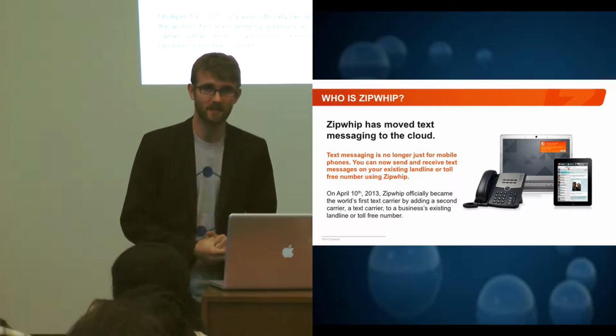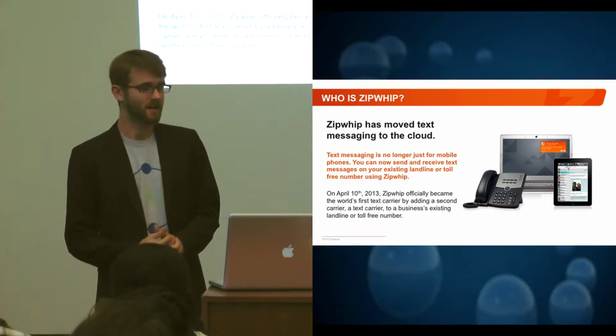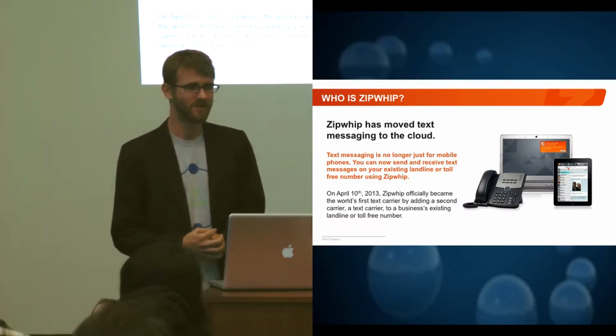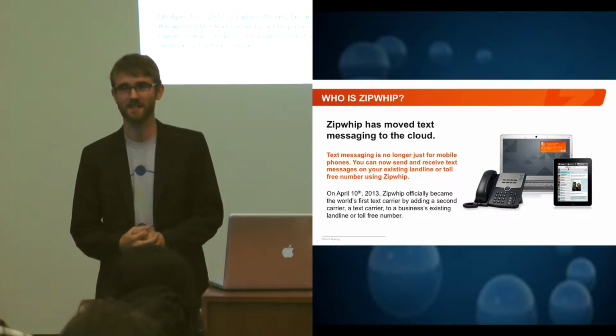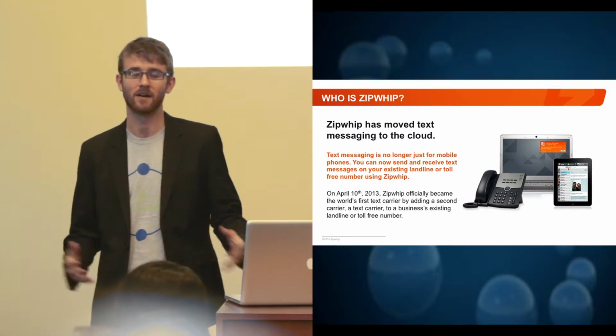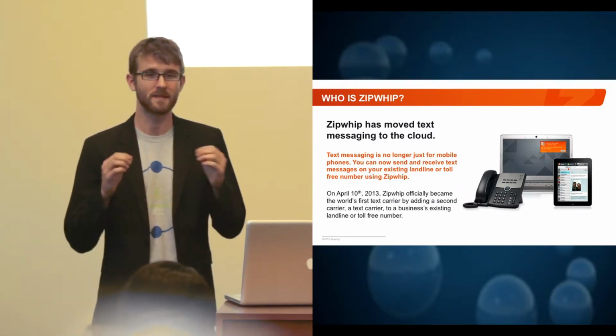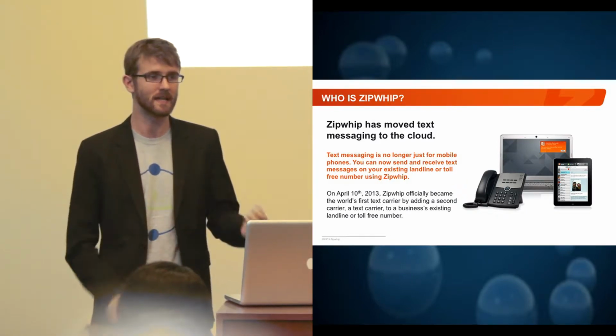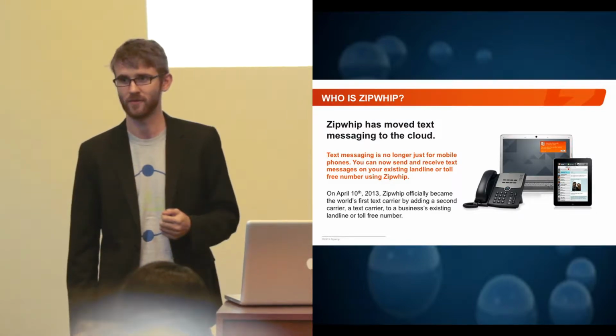We're a startup in Seattle. We're located in Queen Anne. And we do a lot of things. The easiest thing to say is that we are bringing texting into the internet, into the cloud. The more explicit way to say it is that we are text enabling existing landline telephone numbers.